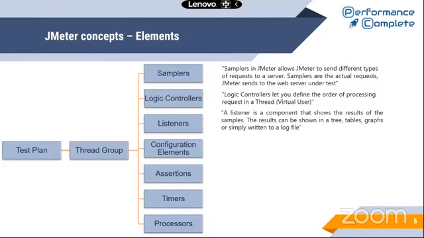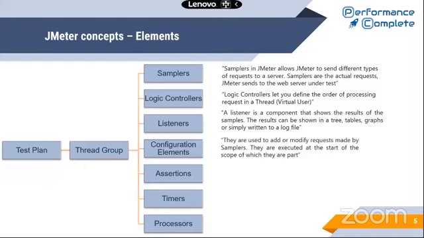Listeners are the reports, the graphs that are available in JMeter, or else you can save results into different files. All those result analysis reports and validating the data come under the listeners module. Configuration elements: if you have any variables, like if you want to read data from a CSV file, or if you want to configure other parameters like random variables, all those configuration things come in configuration elements.